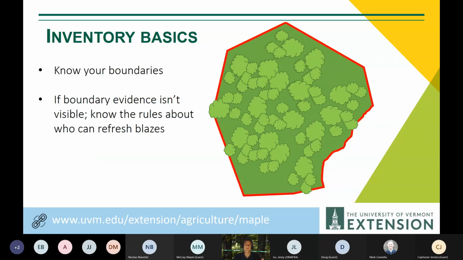And in case you don't, you want to make sure you know what the property boundary is. If there is some evidence, but it hasn't been painted recently, the property boundary, make sure you know the rules in your state about who can and who cannot refresh paint blazes. In some states, foresters can do it. In other states, they can't. It has to be done by a professional surveyor. So you really want to make sure you know what the property extent is before you start measuring trees for potentially tapping.